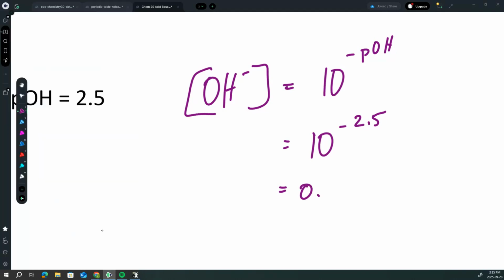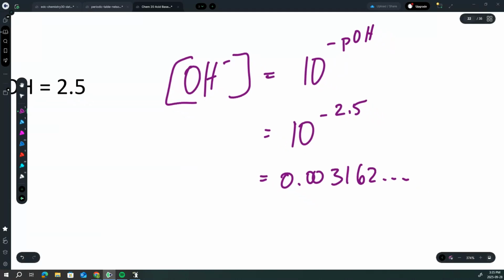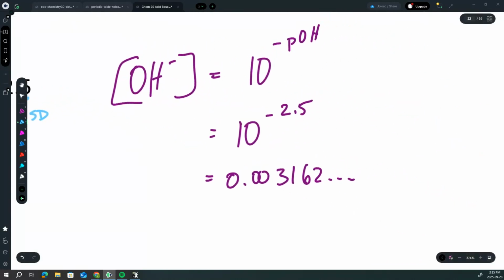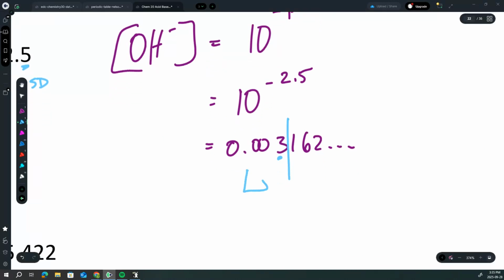So 0.003162, blah blah blah, goes on forever. Okay, so if we're looking at our original number, there's only one sig dig here because this is pOH, so we look after the point. So that means our concentration value only has to have one sig dig, which is going to be this sig dig right here. So there's our cutoff line.